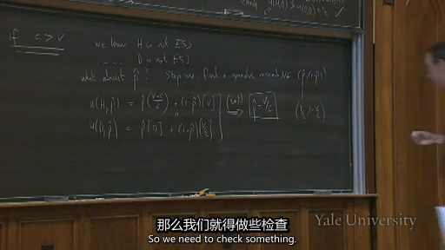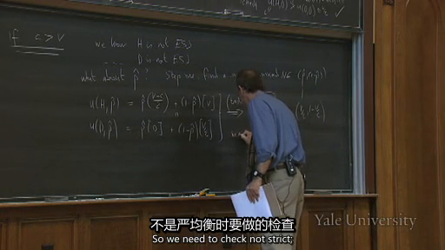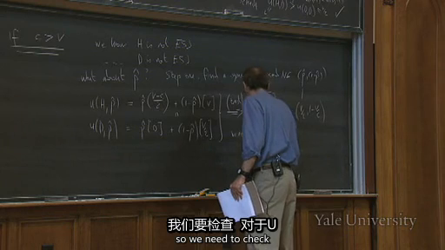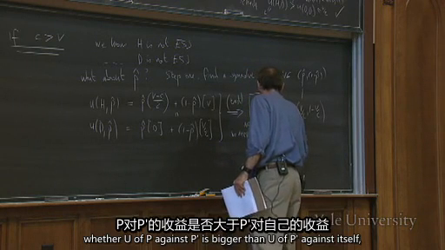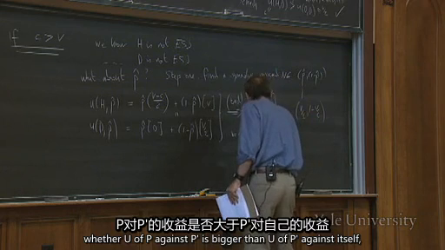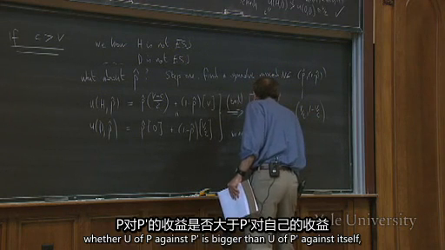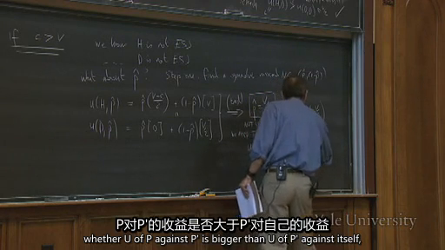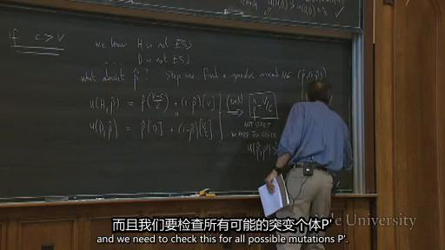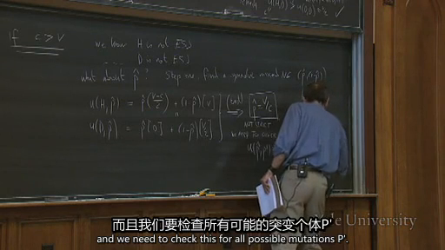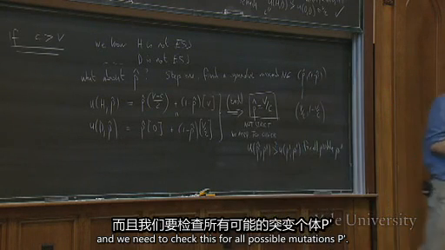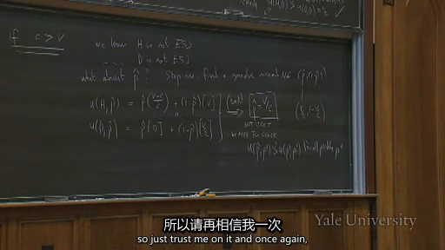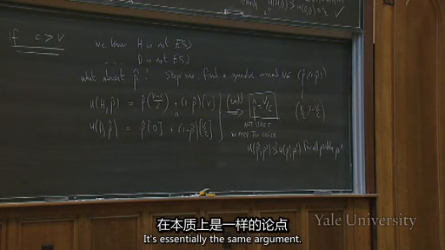So it's not strict, and we need to check something. We need to check whether U of P hat against P prime is bigger than U of P prime against itself, and we need to check this for all possible mutations P prime. Again, that would take a little bit of time to do in class, so just trust me on it. And once again, let me give you the heuristic argument I gave you before. It's essentially the same argument.